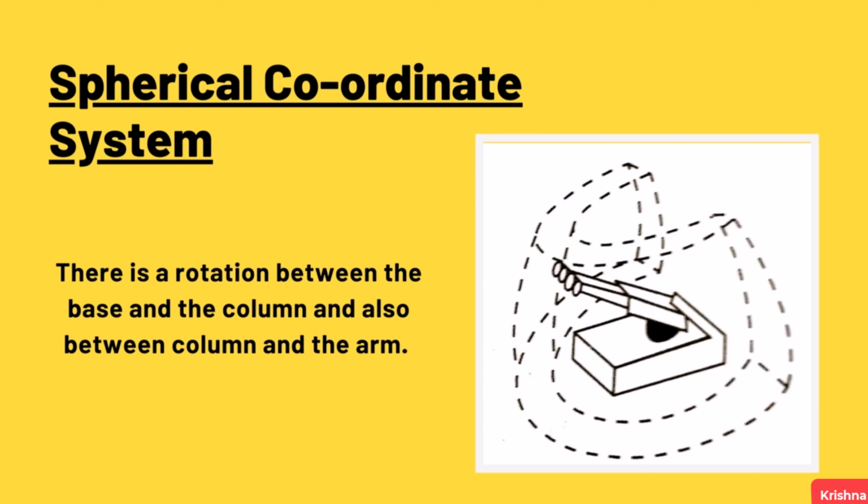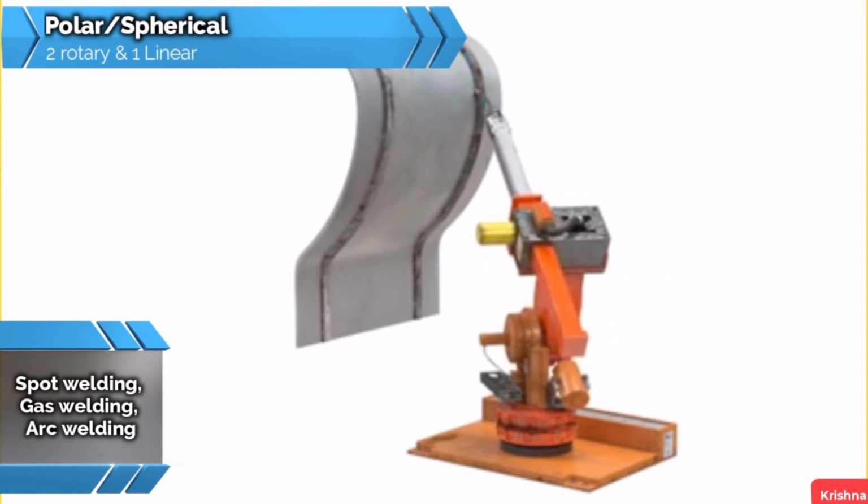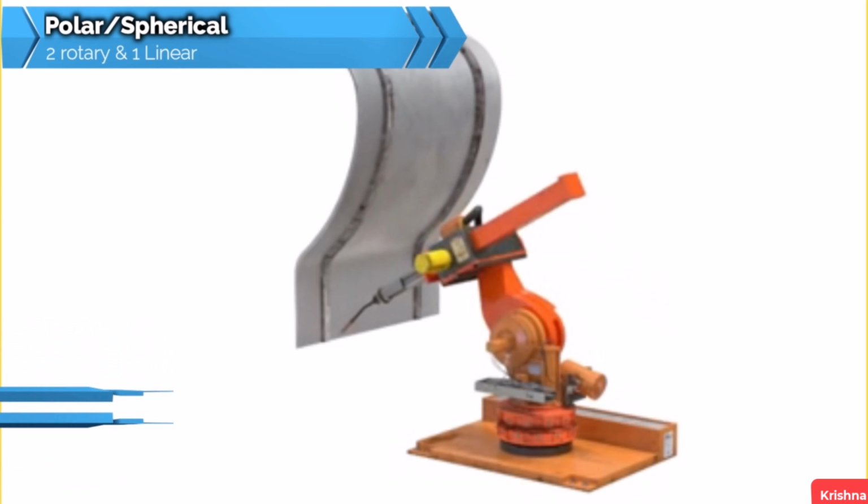Third, we have polar or spherical type of configuration. Here, we have two rotary motions and one linear motion of the robot. There is a rotation between the base and the column, and also between the column and the arm. The linear motion is given by the sliding joint on the arm. This kind of configuration is used in spot welding, gas welding, arc welding, and machine loading operations.